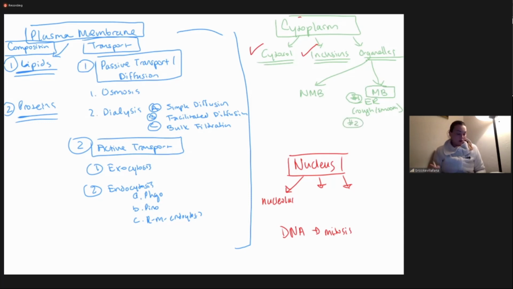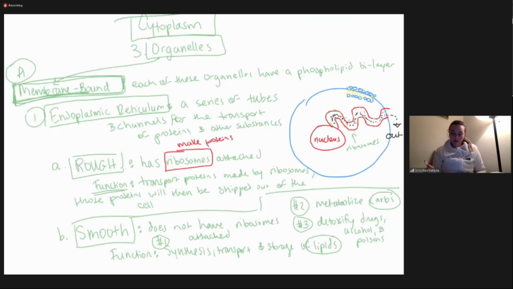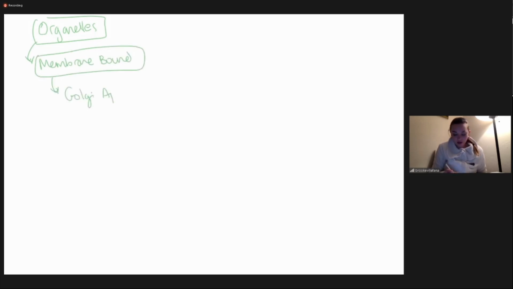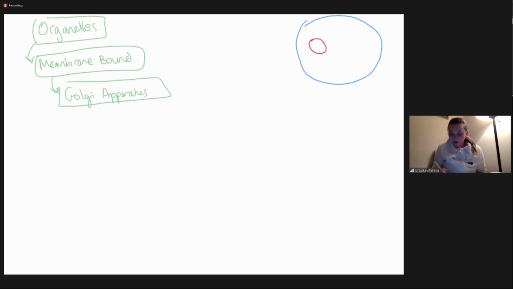So what's our second one? Our second example of our membrane-bound organelle, right? So these are organelles. These are all in the cytoplasm. These are the membrane-bound ones specifically. And our next example is the Golgi apparatus. All right. So remember, we have our little nucleus. We have our cell, our nucleus, our rough endoplasmic reticulum transporting those proteins, right? And those we said are going to leave the cell.